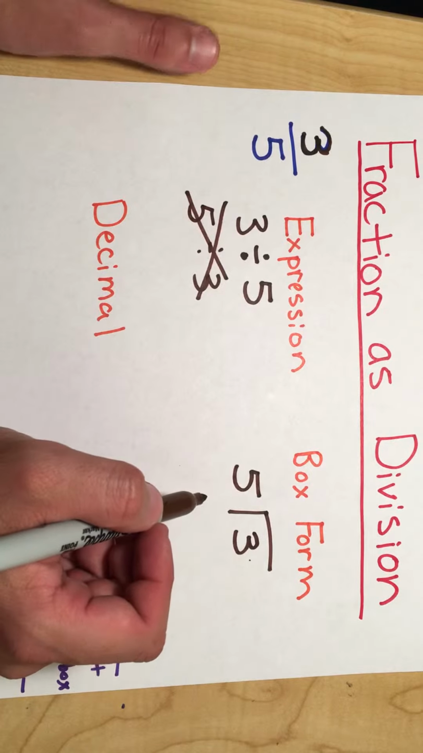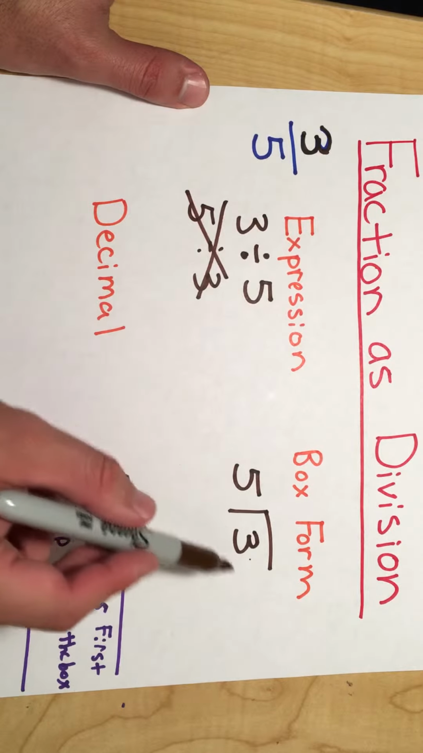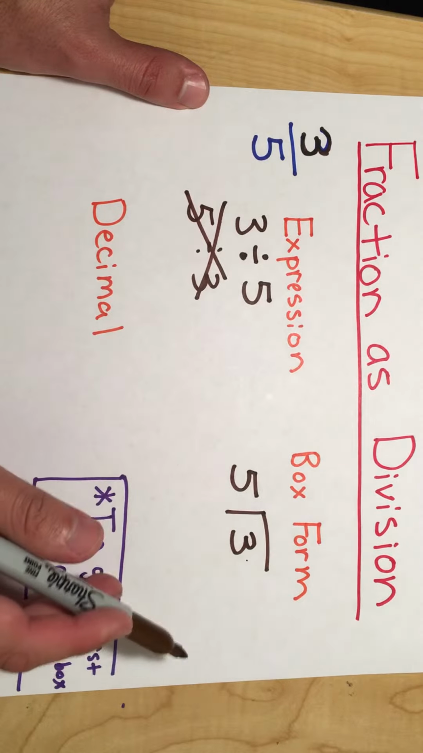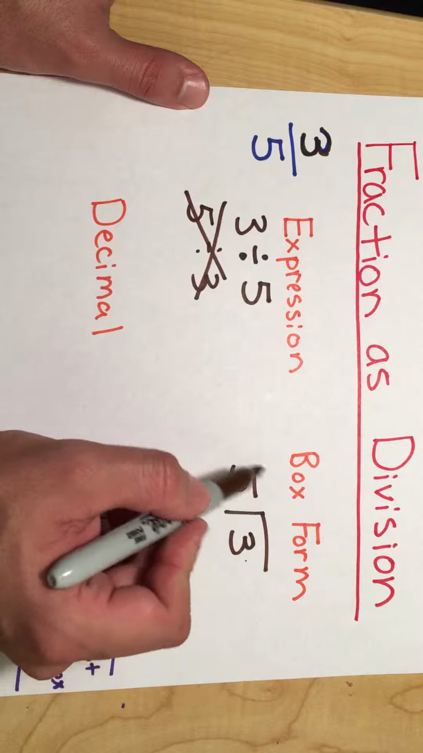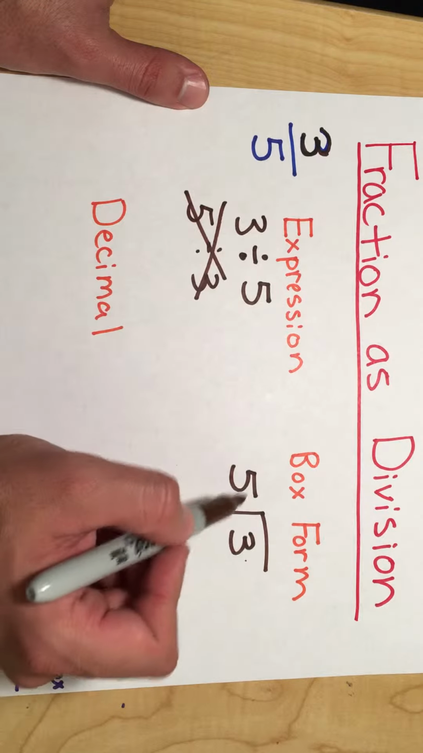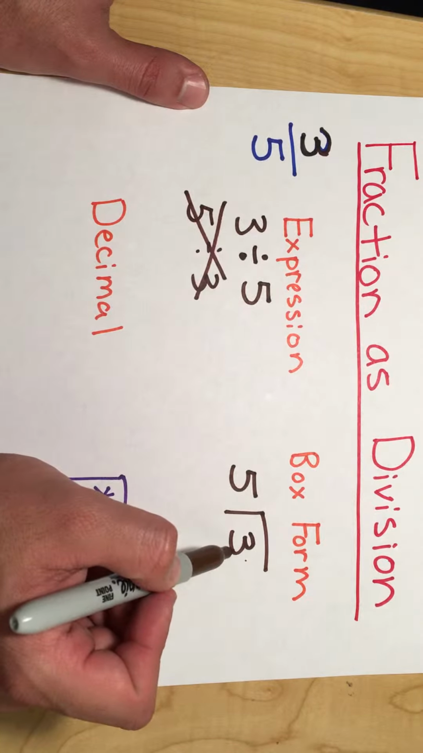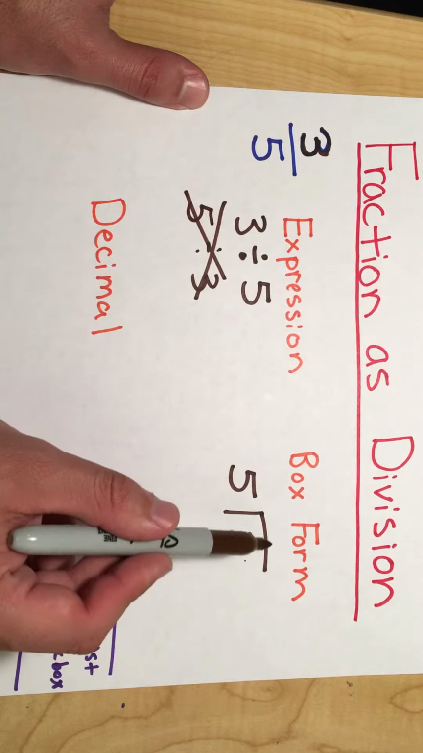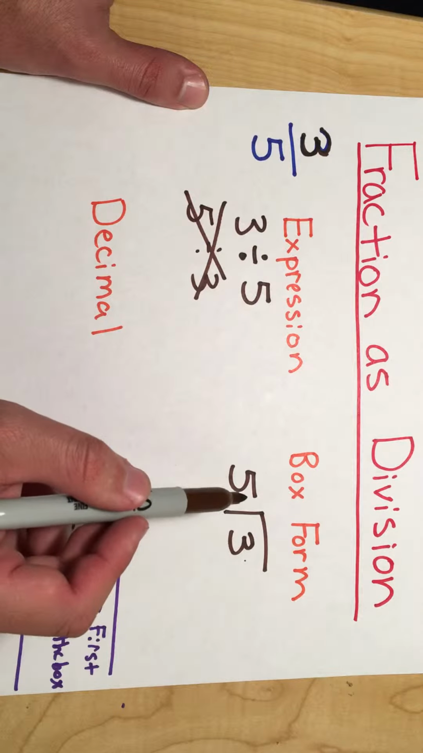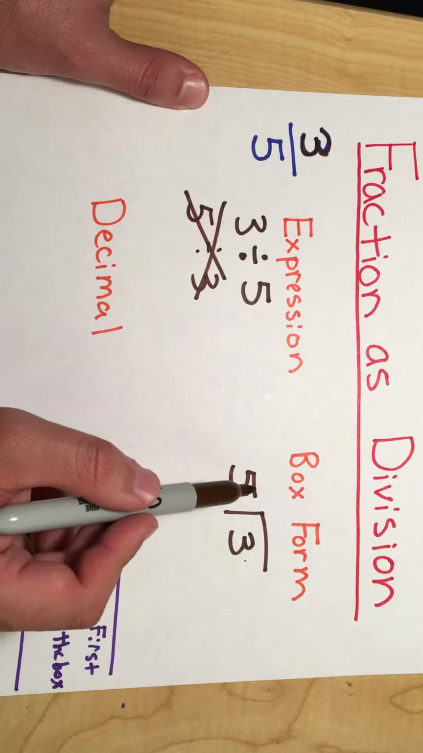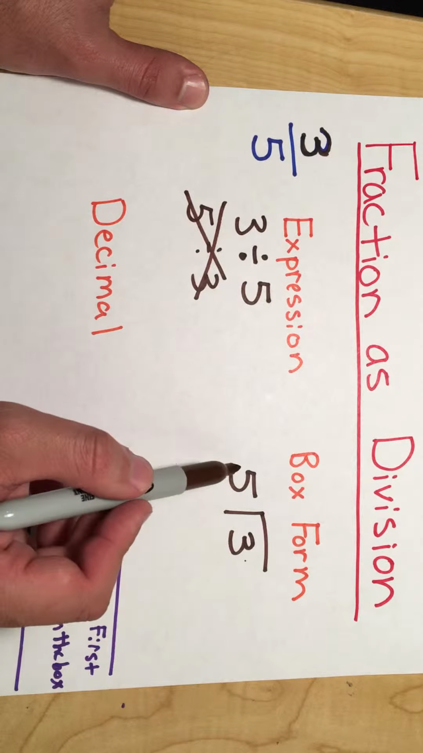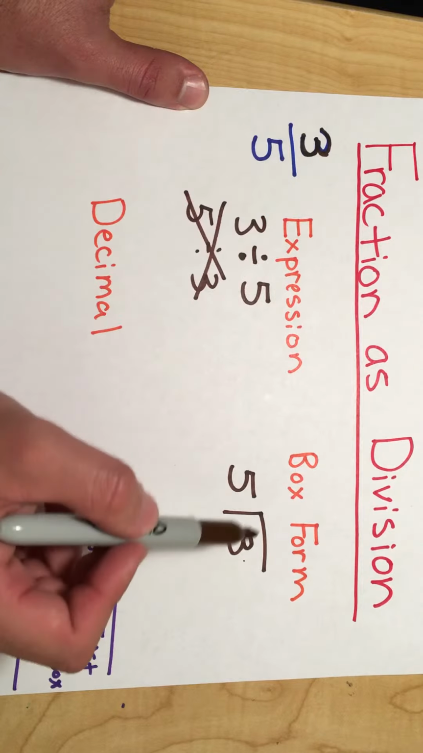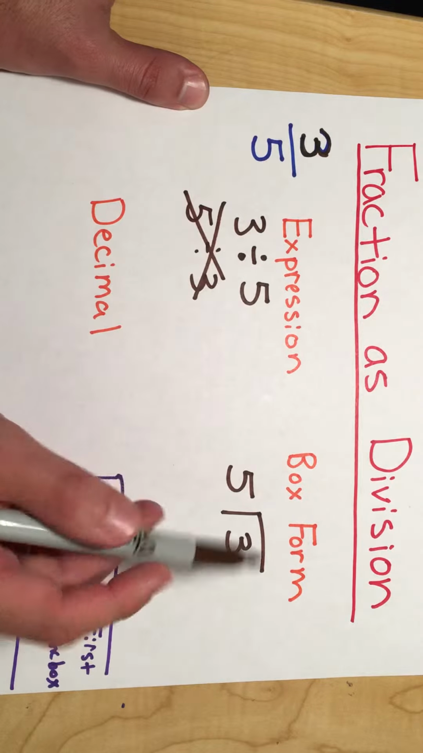Okay? So one of my students told me just yesterday in class that she thought that since here we have the 5 before the 3, we would read this as 5 divided by 3. And the important part here is that the top number needs to go inside the box. So we wouldn't read this as 5 divided by 3 because 5 comes first. We would read this as 3 divided by 5 because 3 is inside of the box. So we've got to remember that. Top number in the box. Top number in the box, okay?